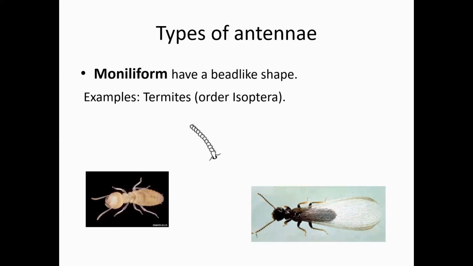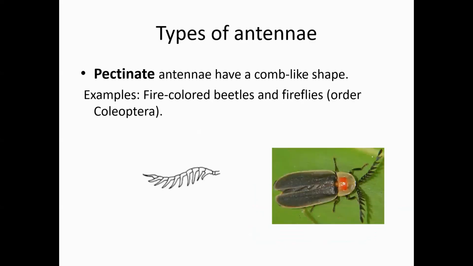Moniliform is another type of antennae. Here the flagellar segments are bead-like. It looks as if some beads are arranged in a row. This is observed in termites. The pectinate type: the antennae have a comb-like shape. This is observed in fire-colored beetles and fireflies.